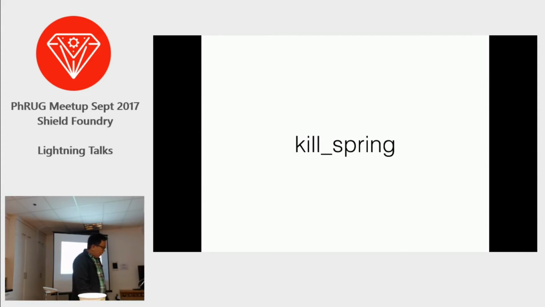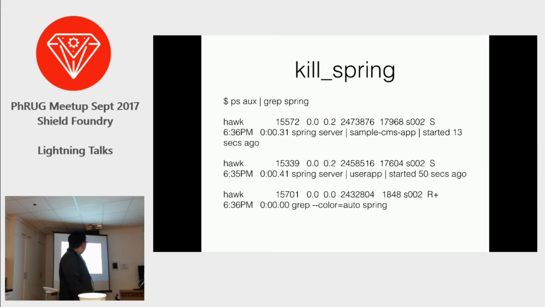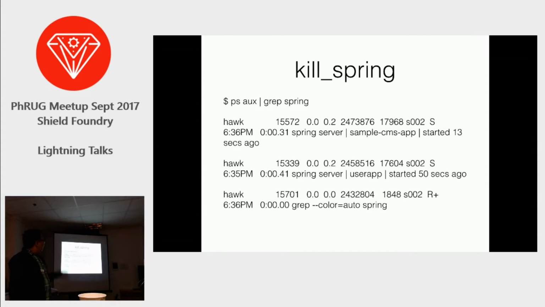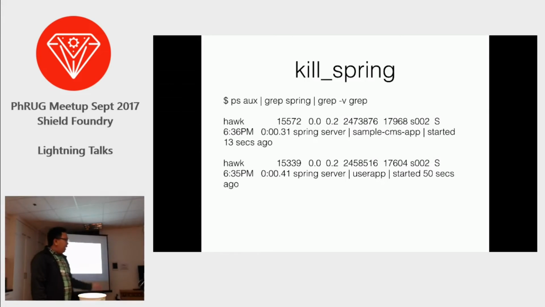So first, let's go with kill Spring. Just like the command earlier, you grep for Spring processes. But say in this example you have 3. There's one at the end that's not really a Spring process. It's just the process for the grep command. So let's grep it out of the way.